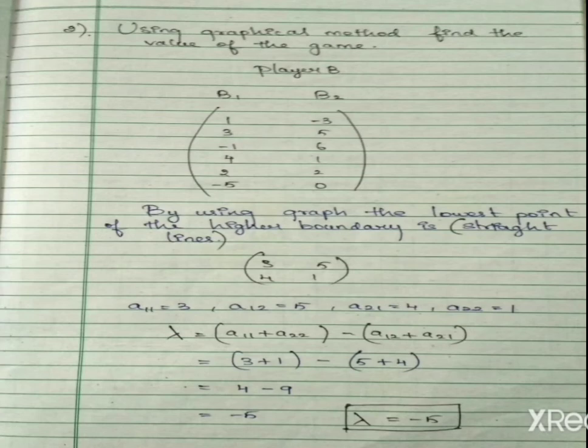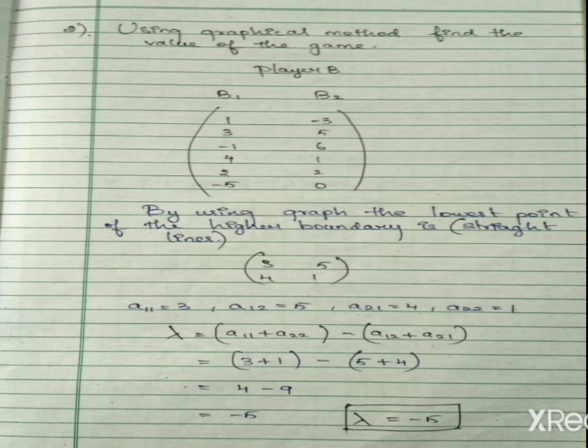So now using the graph, we have come with the lowest point of the highest boundary. So it will be the points 3, 5, 4, 1. That will be the second row and fourth row. So you have to write in order. So this is your 2 by 2 matrix. Here also we have to use the mixed strategy formula. That is your final answer.